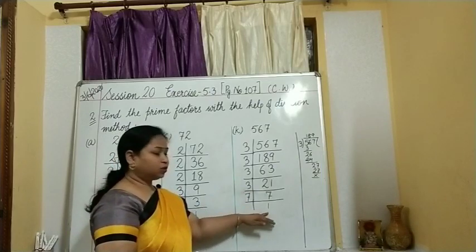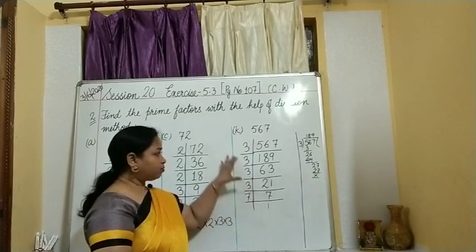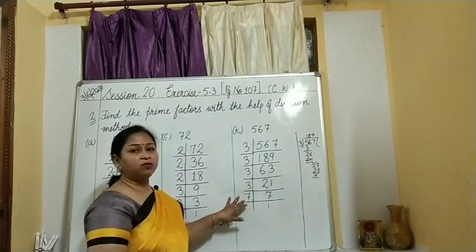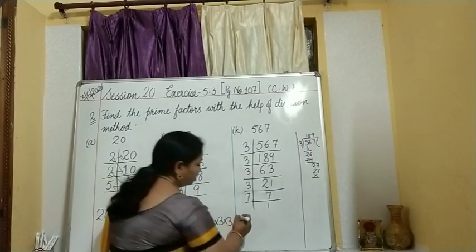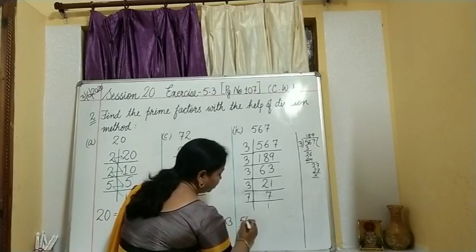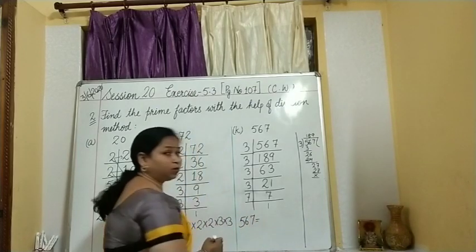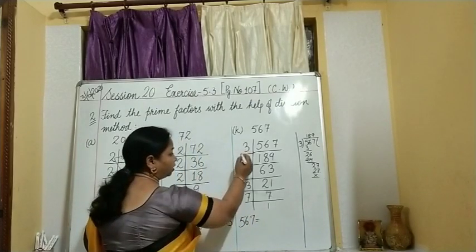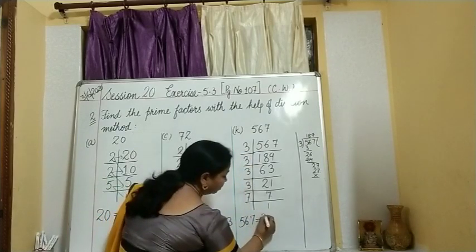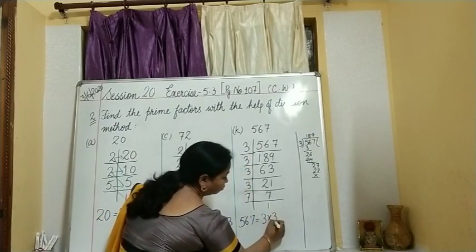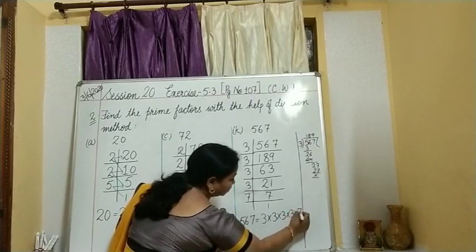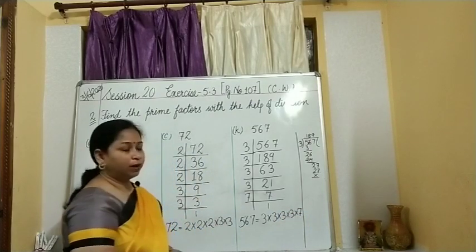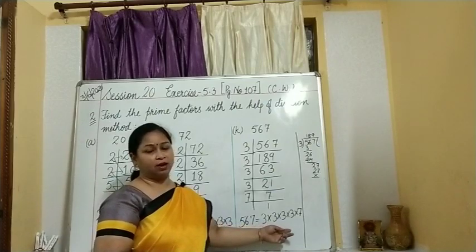The moment you reach 1 over here, that means all the prime numbers you have collected, selected and kept aside. Now at the last, we need to write whatever prime numbers we have collected so far. 1, 2, 3, 4. How many 3s we have collected? 4 3s. Okay, and 1 7. And children, when you will multiply this, you will get the answer.